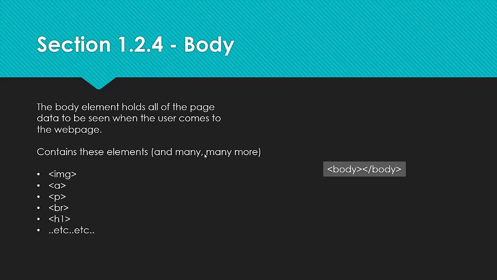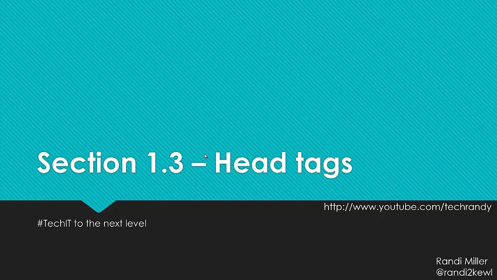So the body element holds all of the page data. This is the visual elements on the page that you will see, like images, links, paragraphs, breaks, headers. All of the visual elements will be placed into the body tag. Okay, so let's talk a little bit about the head tags.